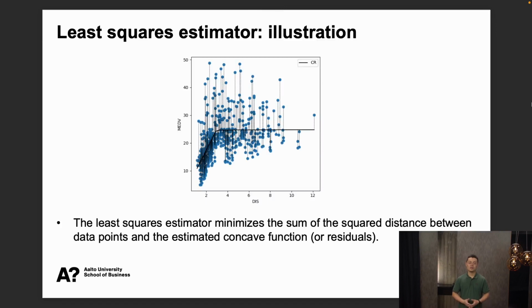Here I give you a very intuitive example to illustrate the least squares estimator. On the graph, I plot the data from the Boston housing dataset, and also a potential concave function. The dashed line represents the distance between data points and this function. So, the least squares estimator minimizes the sum of squared distances between the data points and the estimated concave function. We also call these residuals.